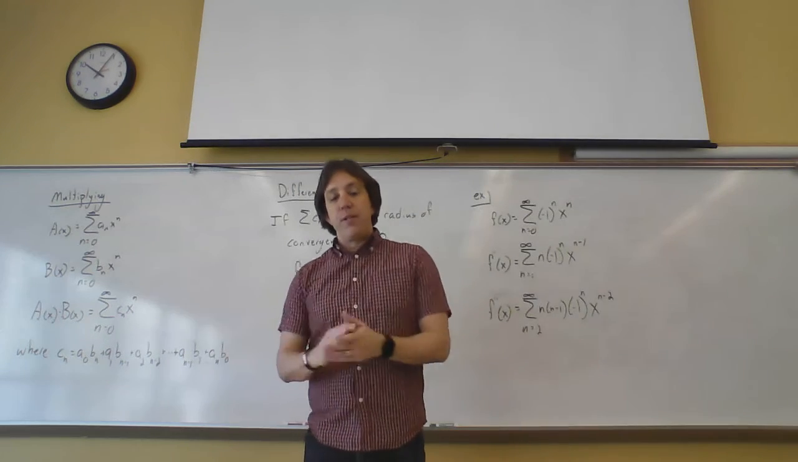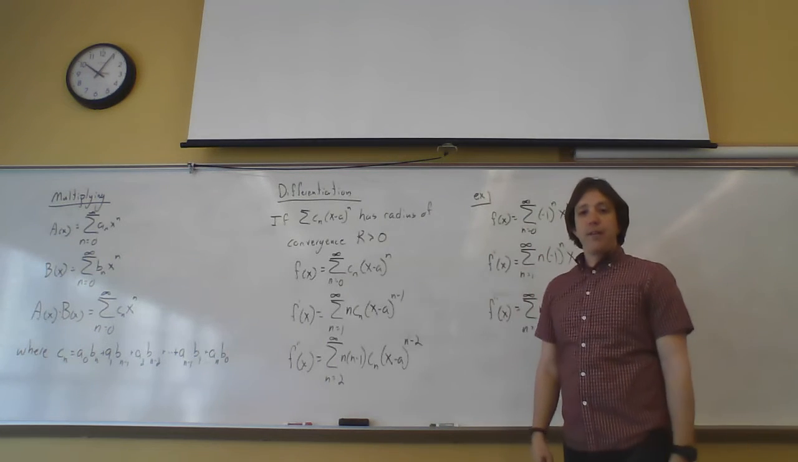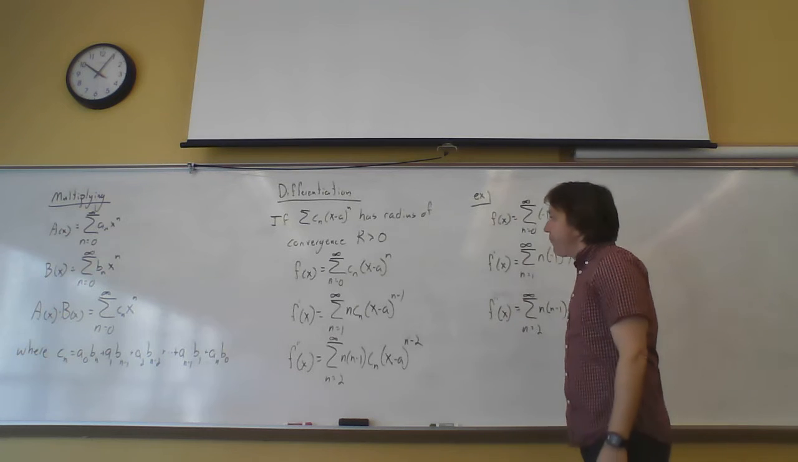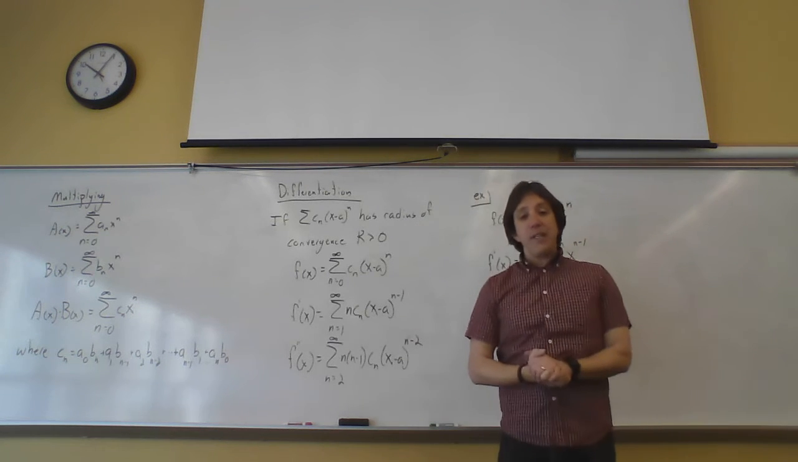Basically, you do the subscripts going in opposite directions for the a's and the b's, and you just keep multiplying them together. It's really a big mess. So yeah, you probably don't want to do that very often. Let's talk about differentiation. It's really easy.